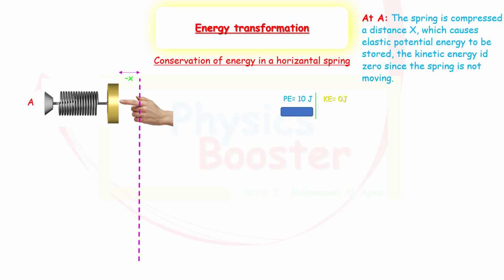So let's study it at location A. The spring is compressed at a distance x, which causes elastic potential energy to be stored. The kinetic energy is zero since the spring is not moving.